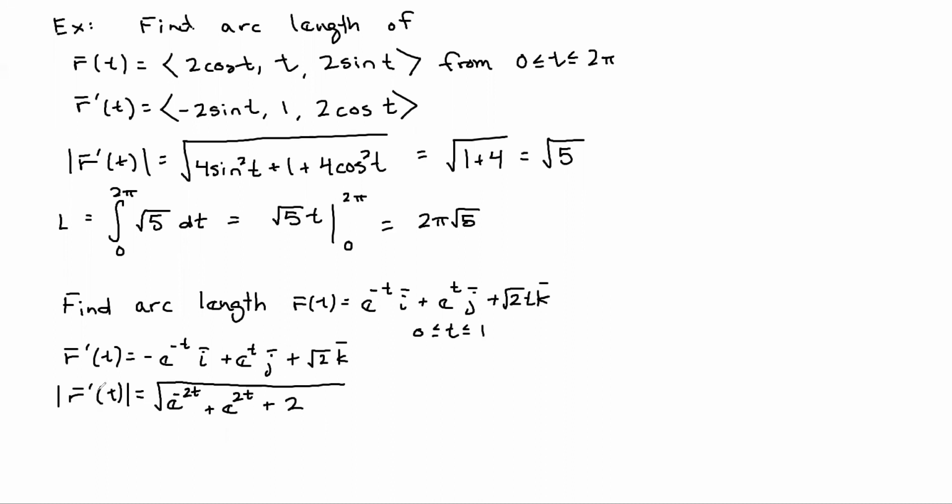Okay, and then finally we can take this and pop it into our integral. So we're going to have the integral 0 to 1 equals the square root. Let's try that again. Drawing straight lines can be difficult with the writing tablet. All right, and we get e to the negative 2t plus e to the 2t plus 2 dt.